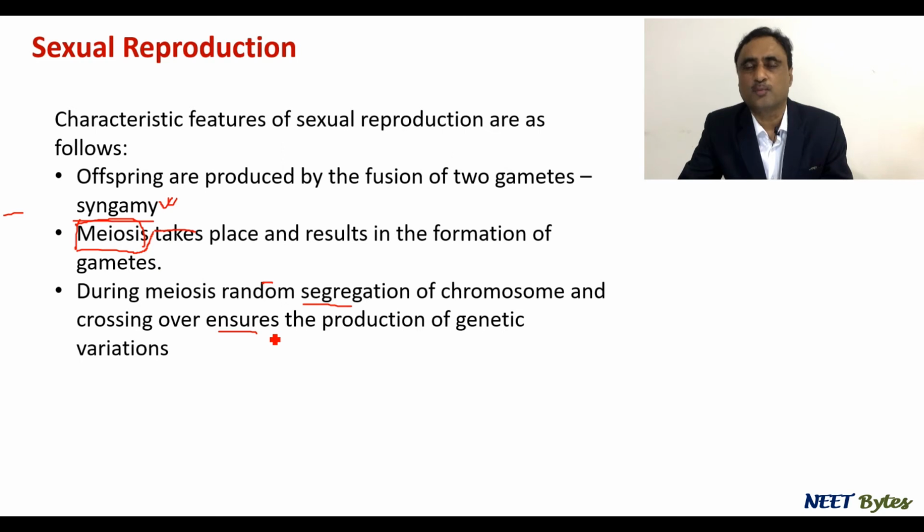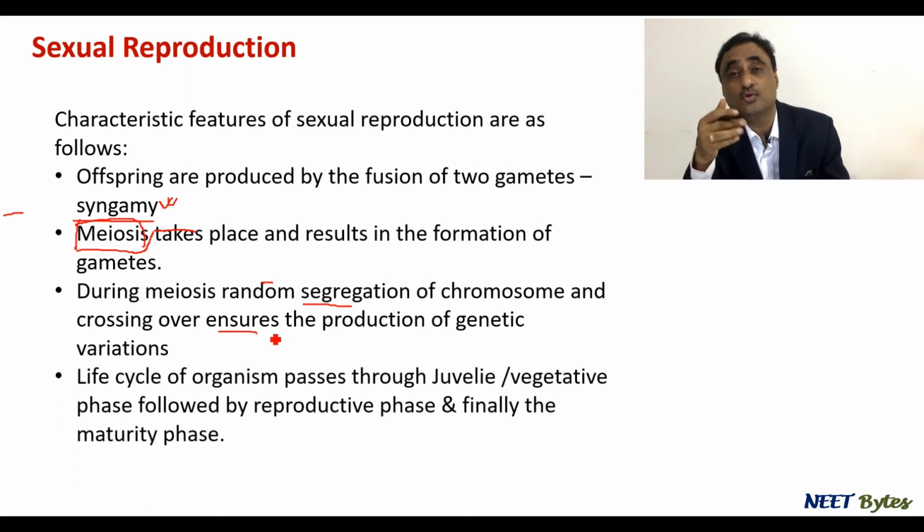The moment we talk about the sexual life of any living organism, it begins with a juvenile or vegetative phase, juvenile in case of animals and vegetative in case of plants, right? Then it goes to the reproductive phase, and after reproduction, it goes to the maturation phase. So all living beings pass through this particular phase. Some of the few important traits of sexual reproduction we will discuss in the next sections, right?